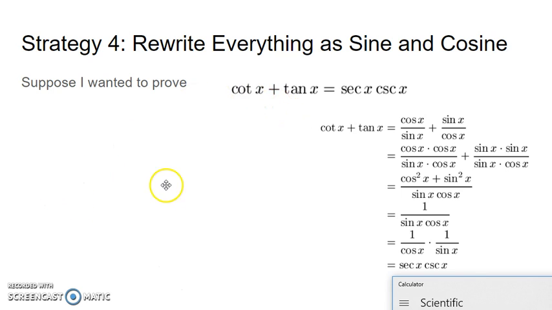So if you can't see what to do, oftentimes it will be the case that writing things in cosines and sines will illustrate what needs to be done. So that's just one last thing to hold on to.